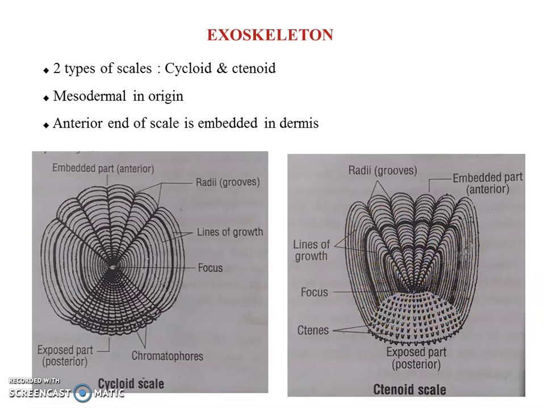So actually the nucleus or the focus is the first part of the scale to be developed, and then as the fish ages, you can see that there is deposition of rings, and they represent the lines of growth, annual lines of growth. So the number of rings represents the age of the fish, and the concentric lines of the scale are crossed by radii. Okay, actually these concentric lines are crossed by a few radial grooves.